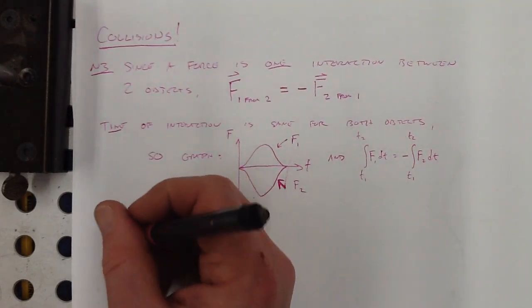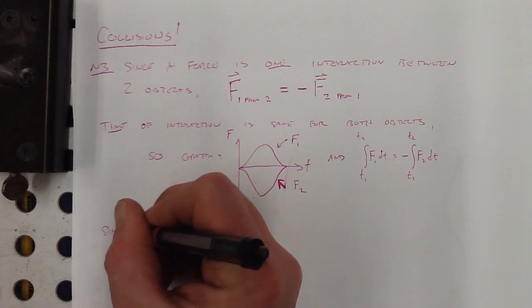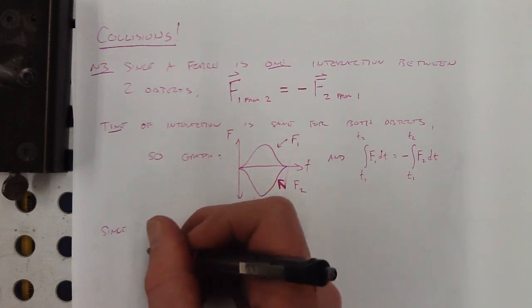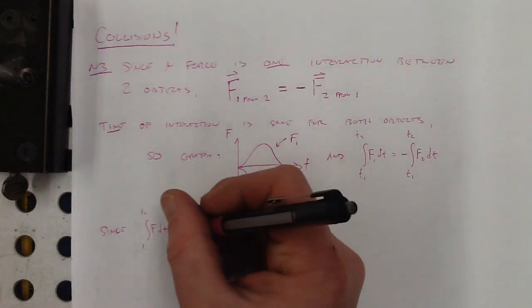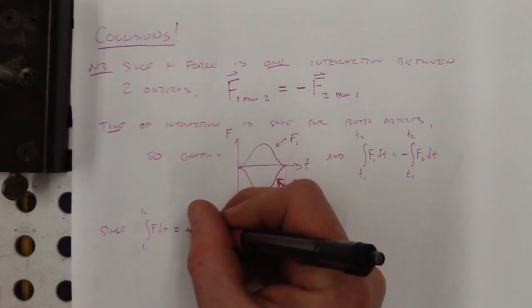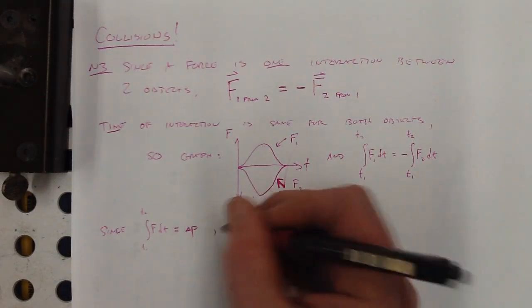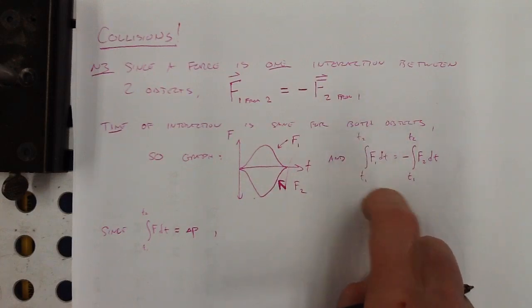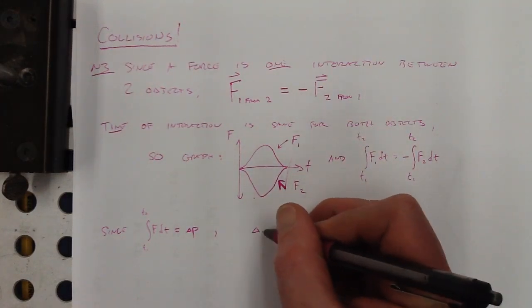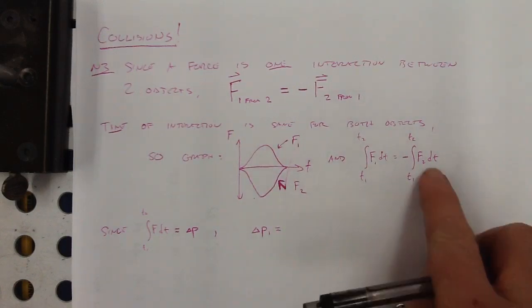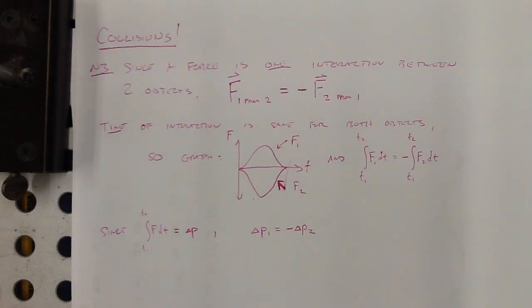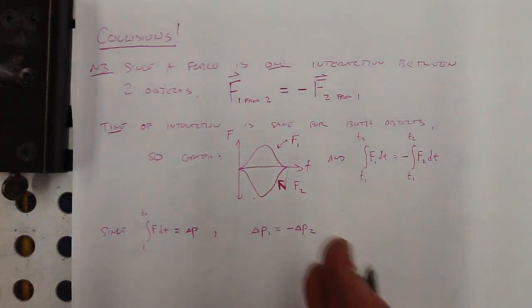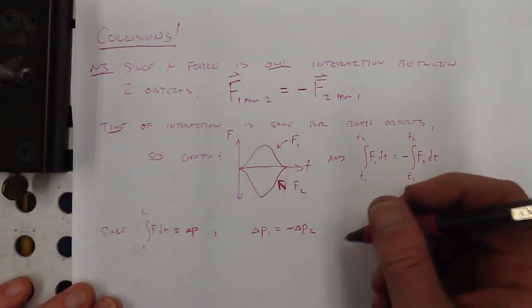Well, this is impulse, right? Since the integral of force with respect to time is impulse, and impulse is equal to change in momentum, that means that here, this is the change in momentum of the first object, and this is the change in momentum of the second object. All right, well, this is kind of a big deal here, so what does this mean? There are a lot of different ways you can write this and interpret this.